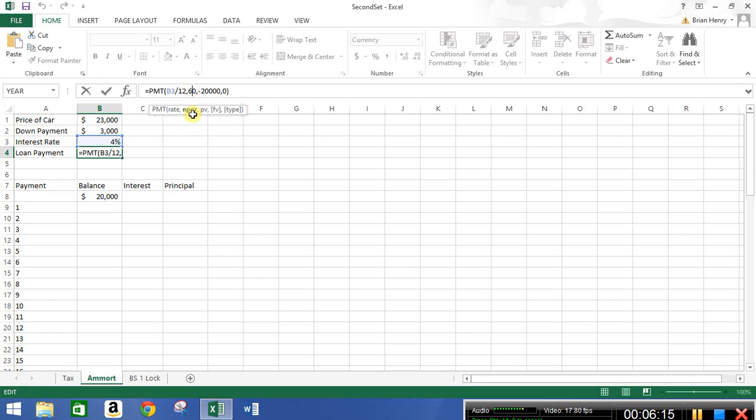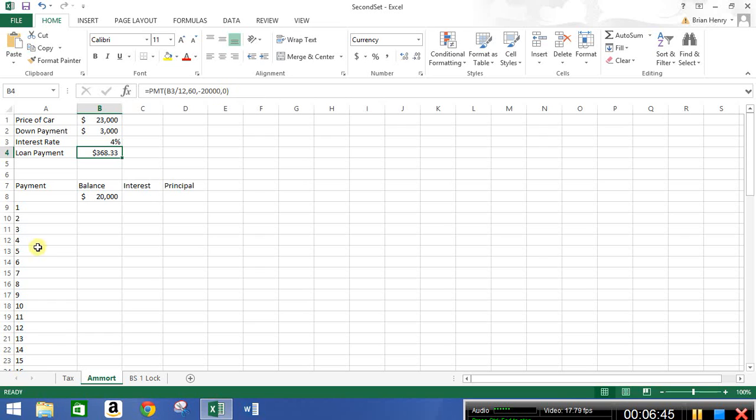The second argument in this formula is NPER, which is just number of payments, 60. So 5 years times 12 months, 60 payments. All right, comma. We move over to the next argument, present value. Well, it's $23,000. I've already paid $3,000. So I owe $20,000 on the loan, negative $20,000. Future value is going to be 0 because I want to pay the loan off completely. Okay, and so that will tell me I'm going to pay this much per month for that car.